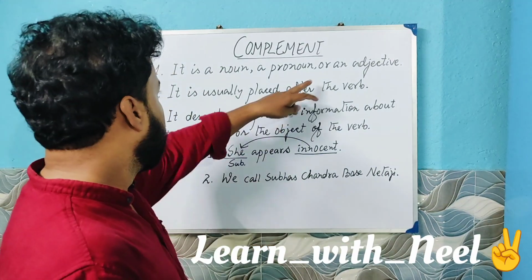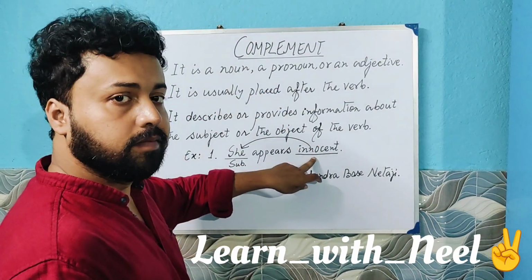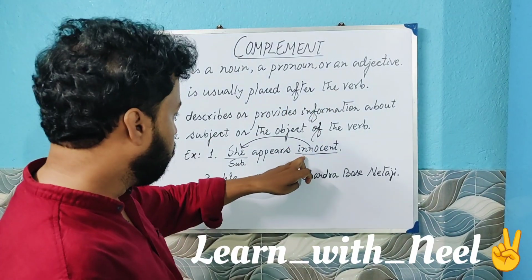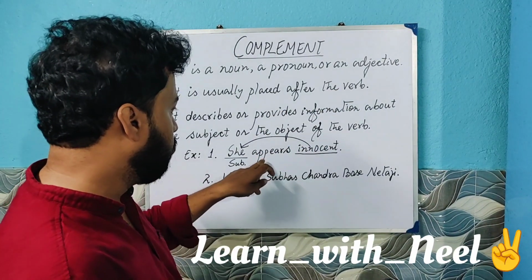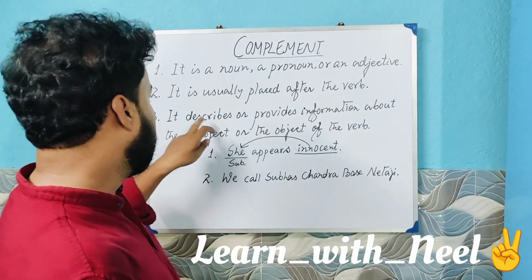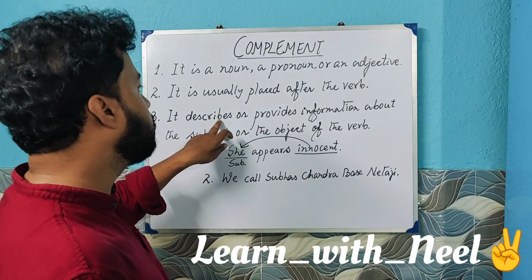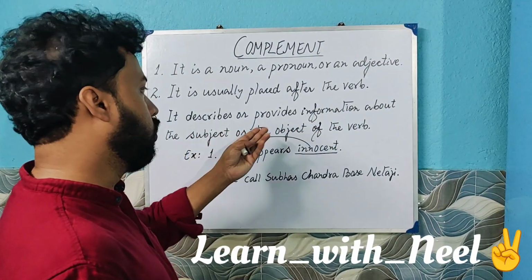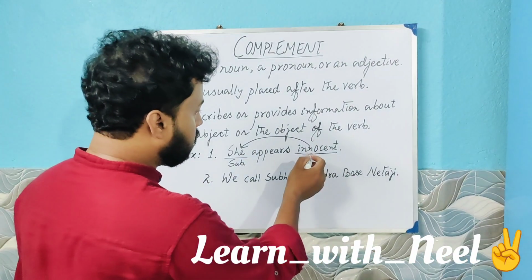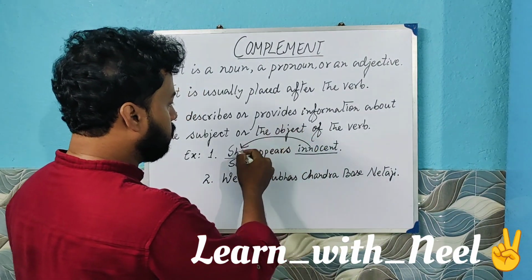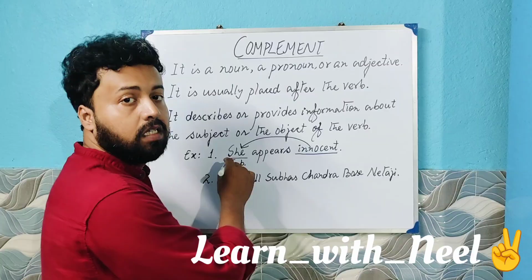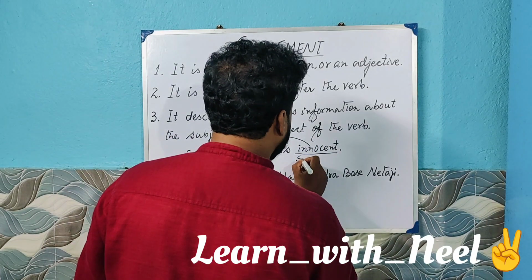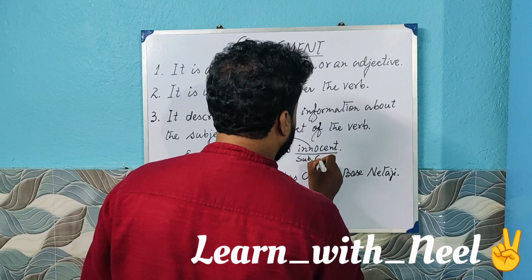Okay? An adjective, it is usually placed after the verb. See, the adjective innocent has been placed after the verb appears. And then the most important part, it describes or provides information about the subject or the object of the verb. Here, innocent provides information about the subject. The subject she appears innocent. Hence, innocent is a subject complement.